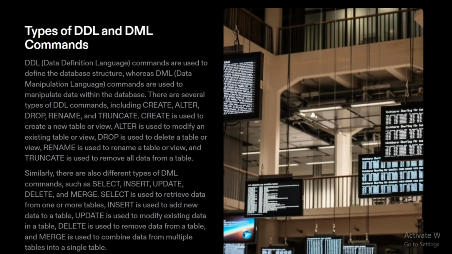Types of DDL and DML commands. DDL, data definition language, commands are used to define the database structure, whereas DML, data manipulation language, commands are used to manipulate data within the database. There are several types of DDL commands, including create, alter, drop, rename, and truncate. Create is used to create a new table or view, alter is used to modify an existing table or view, drop is used to delete a table or view, rename is used to rename a table or view, and truncate is used to remove all data from a table.